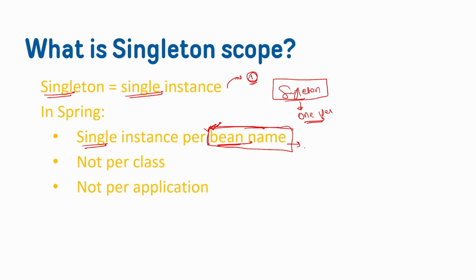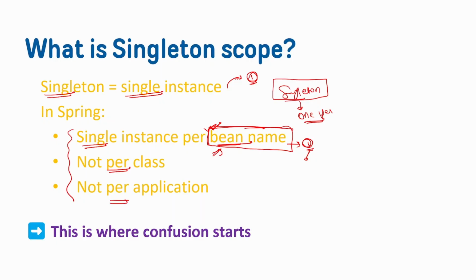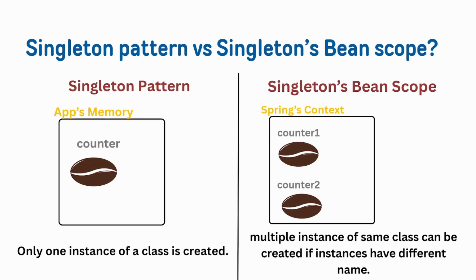It means that we can get different instances of the same type. It is not per class or per application. Single instance means that it is unique per bean name. Now you will be confused, and this is where the confusion starts. In the singleton class pattern only one instance of the class is allowed, but in Spring one instance per bean name is allowed. So let's see it with the help of an example.